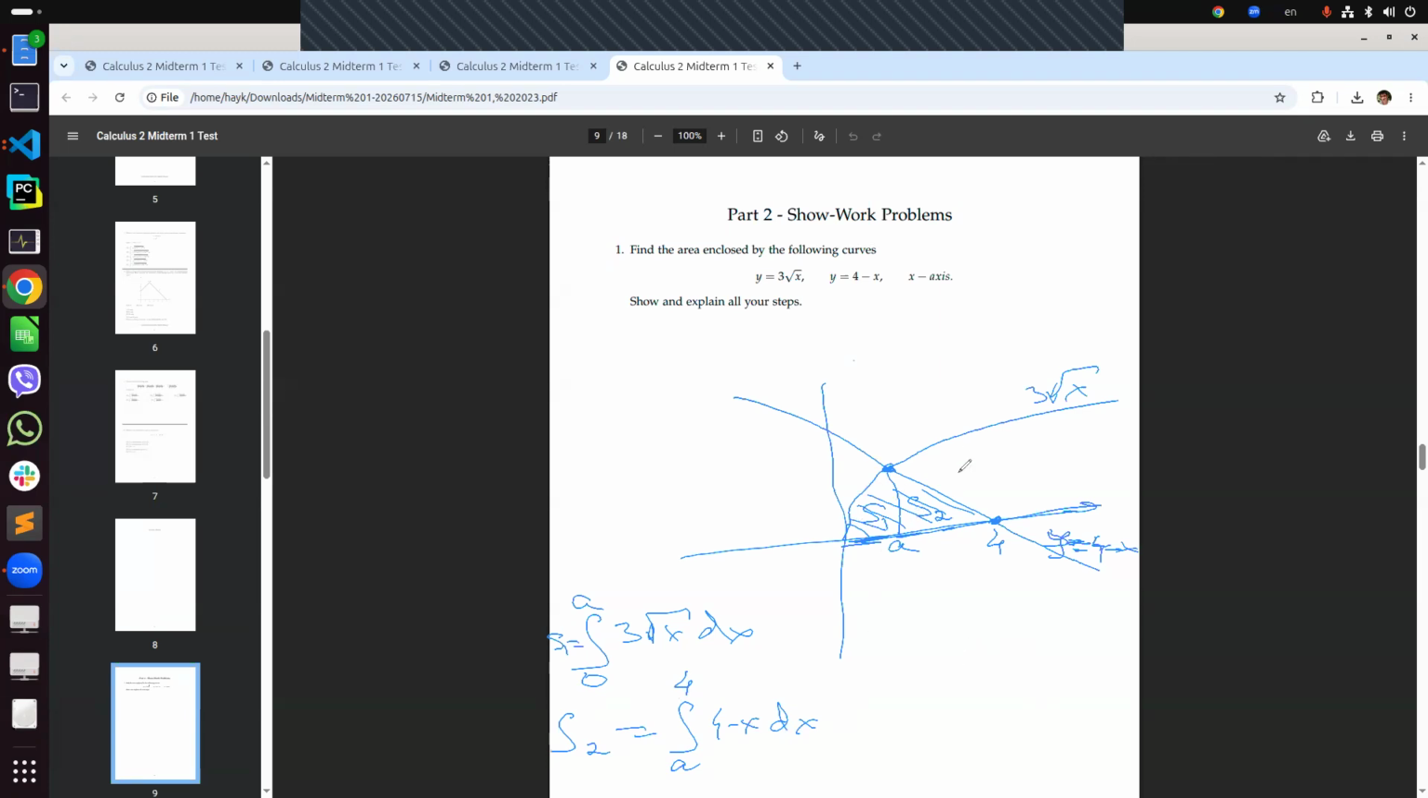So, the intersection point here is not complicated. To find it, 3 root of x equals 4 minus x. Denote root of x by t. We will get a second order equation, t squared plus 3t minus 4 equals 0. And here we are going to get that x equals 1 is the intersection point.